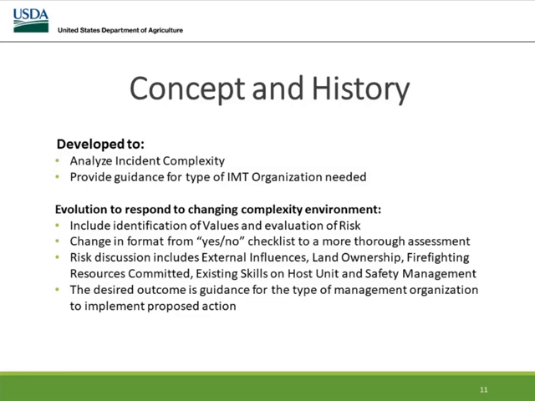We developed a complexity analysis for wildland fire for two reasons: to analyze incident complexity and provide guidance to select the incident management organization needed, specifically whether we needed a Type 2 or a Type 1 IMT. And we needed that for our agency administrators to make an informed decision beyond just something like, it got big, order help. What do we need to order?